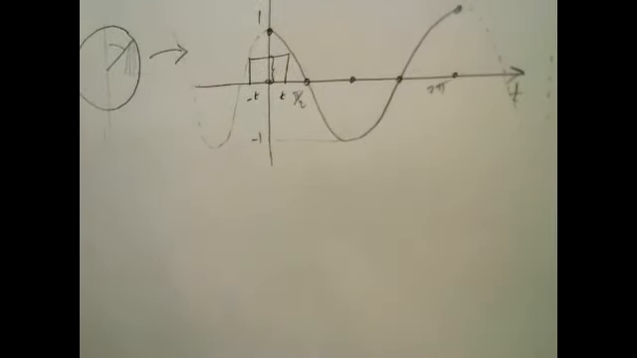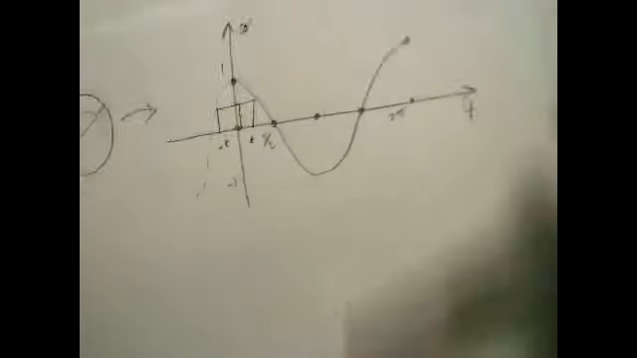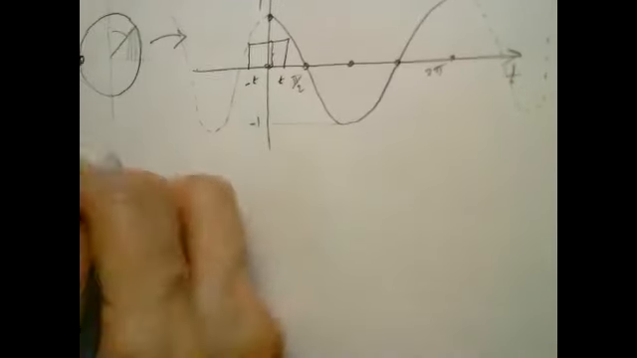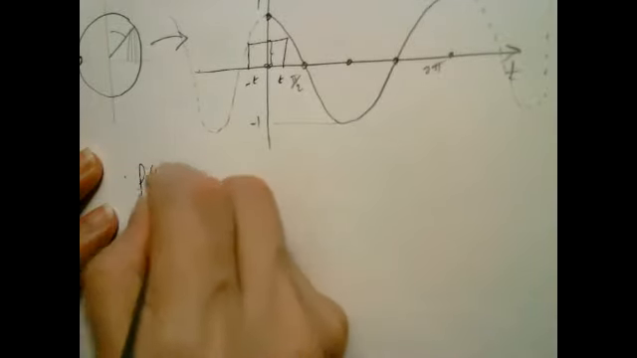Now the other graph is the tangent, and we talked a little bit about this one. So y equals tangent, or f of t equals tangent t, it doesn't really matter.